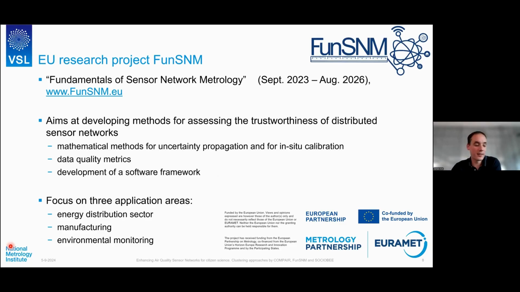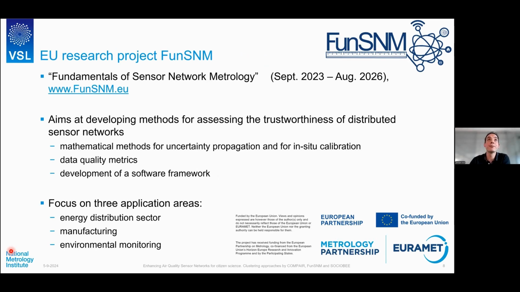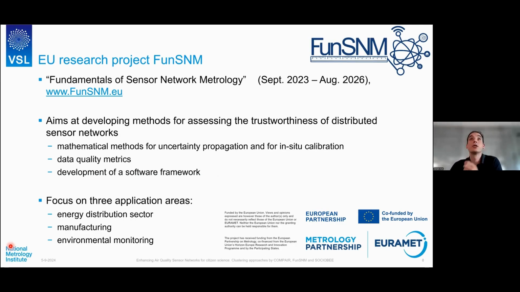Then I will say a few words about the European research project that we're currently running. It's fundamentals of sensor networks in sensor network metrology. So it's a group of metrology institutes and universities, and also some other parties like air sensor network operators, and not just for air quality, but also joining together.